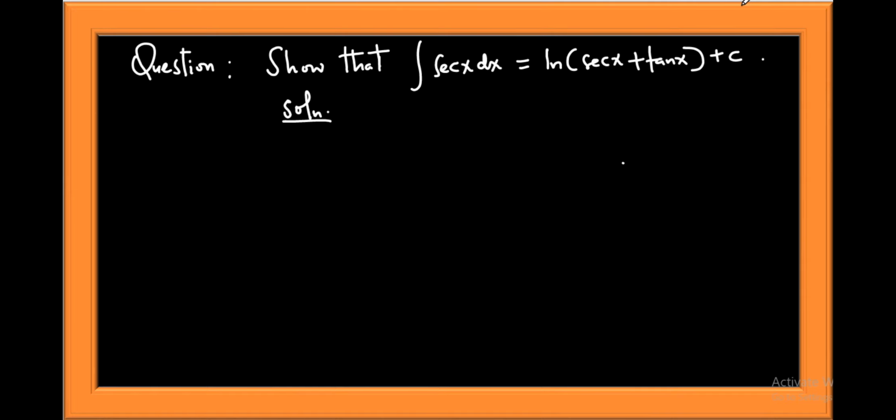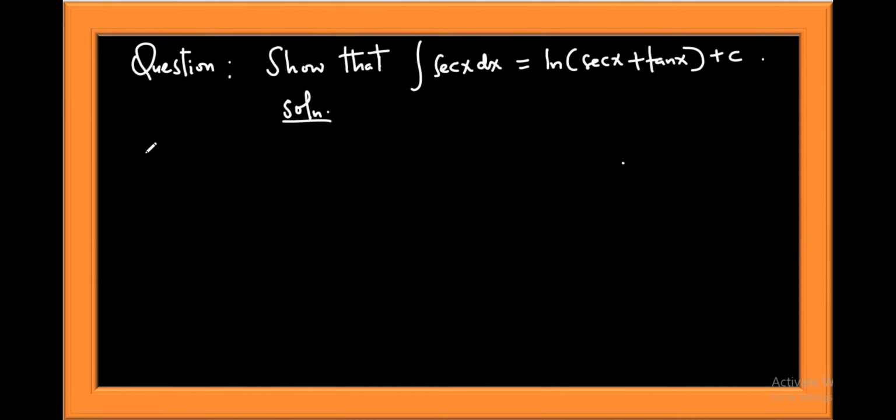As the question says, show that the integral of sec x with respect to x equals ln of sec x plus tan x plus a constant of integration. Now, what you need to do here is to first realize right away that we're going to apply the substitution t equals tan of x out of 2, or using the t formulae.